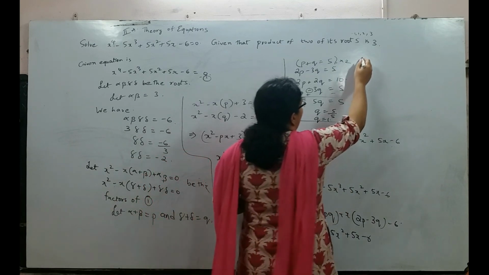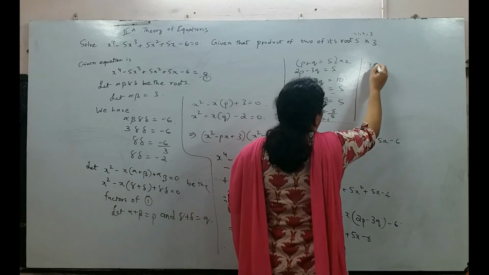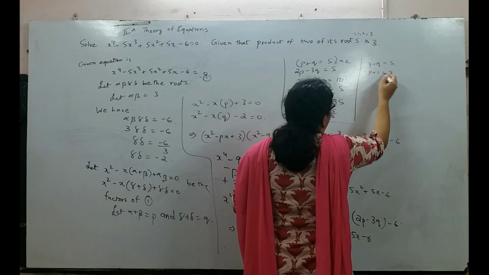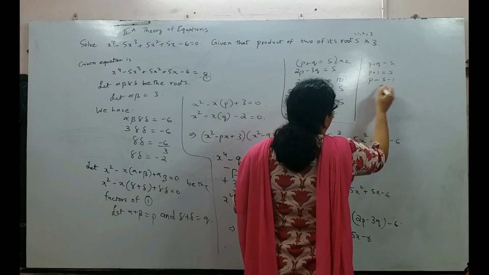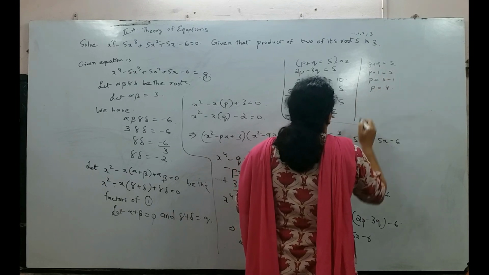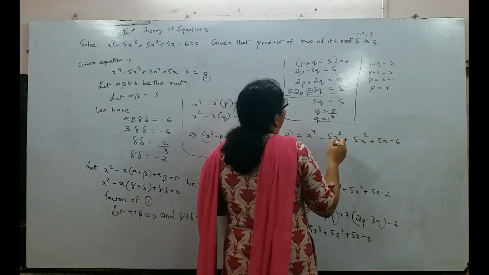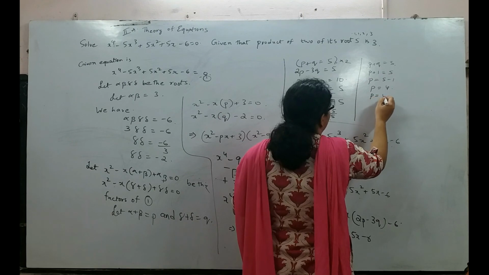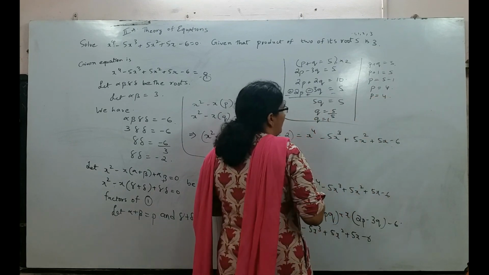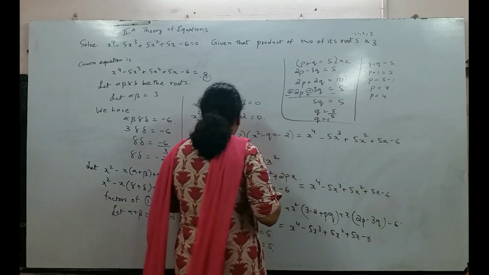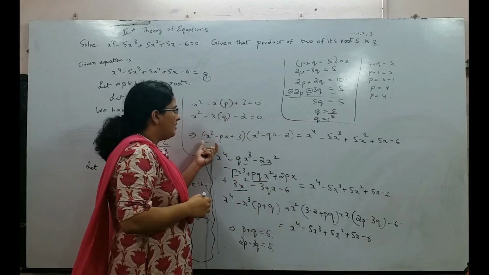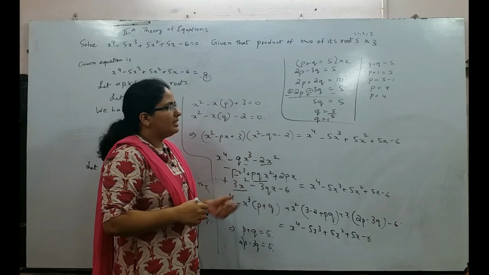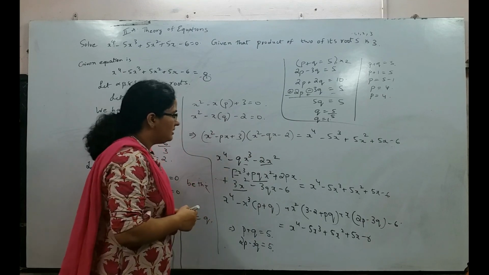Now p plus q is equal to 5, so p plus 1 is equal to 5, p is equal to 5 minus 1, p is equal to 4. So here the p value you got is 4. Now the factors: x square minus 4x plus 3 and x square minus x minus 2 are the two different factors.